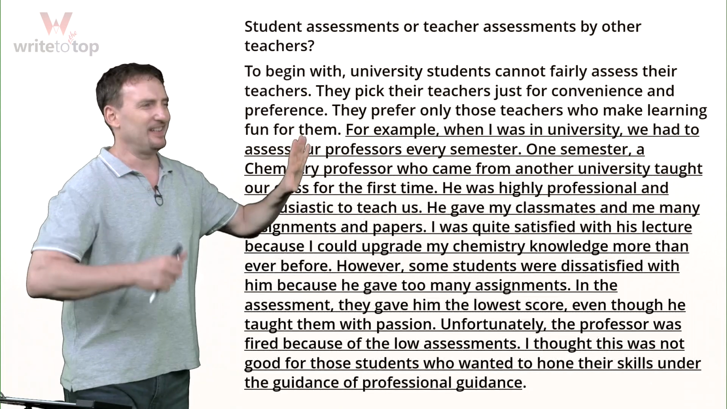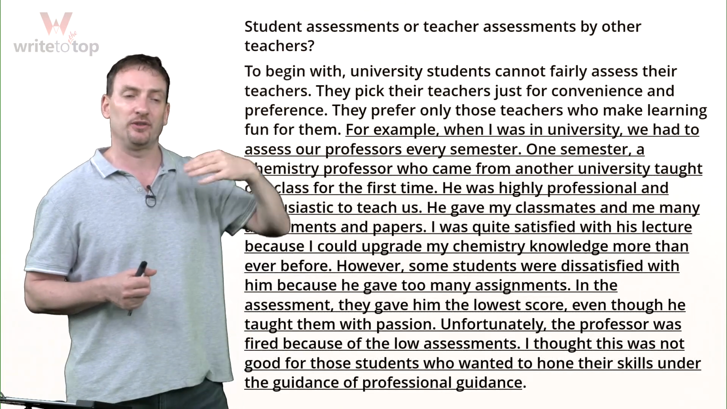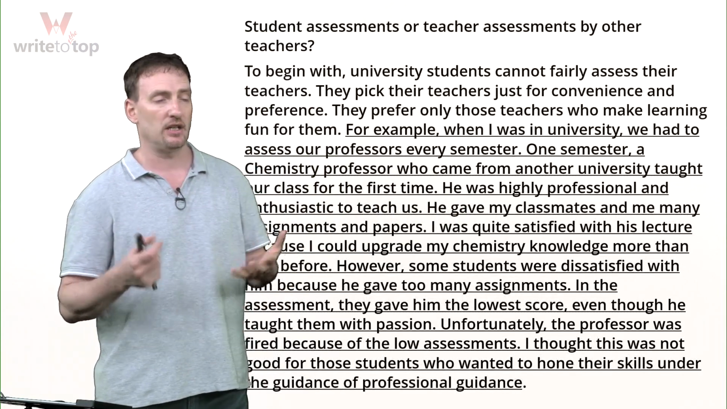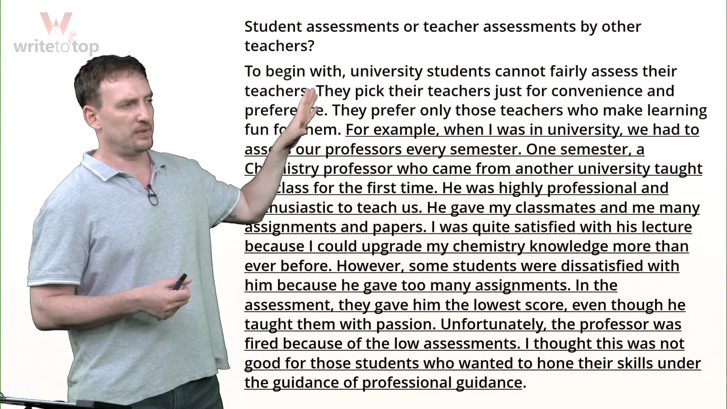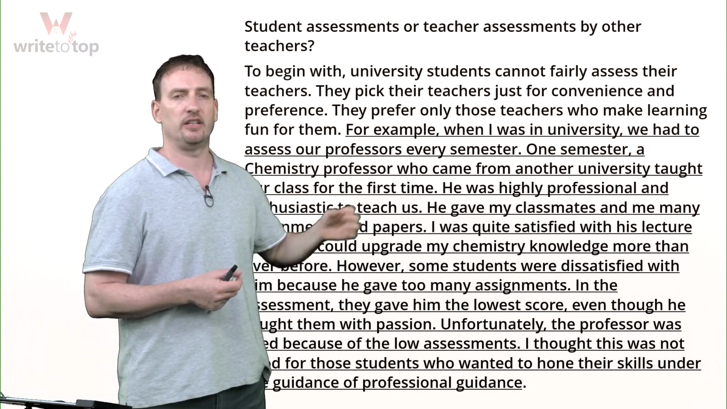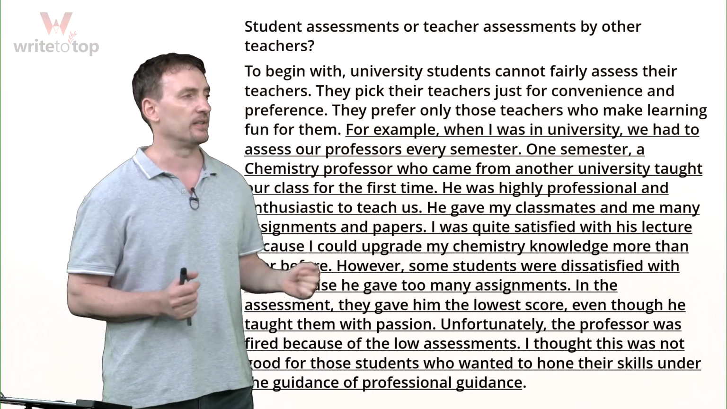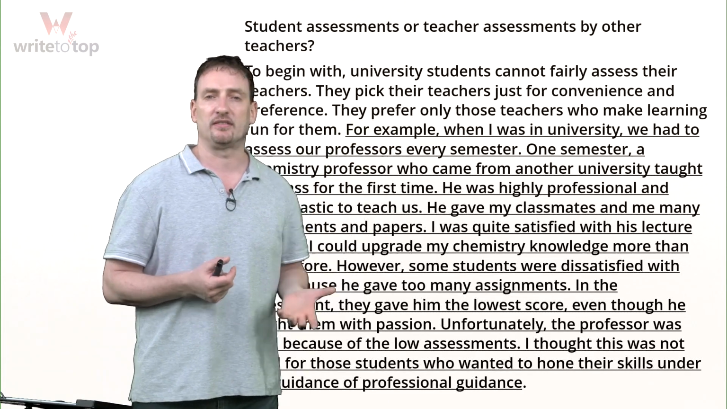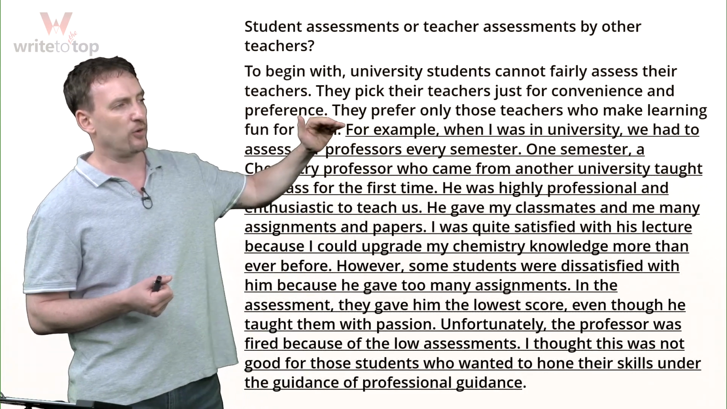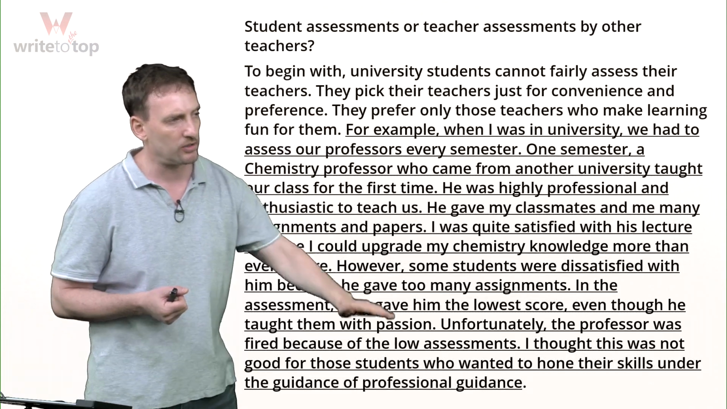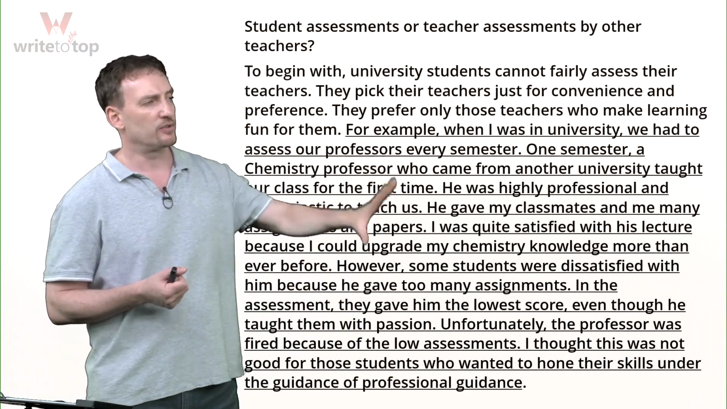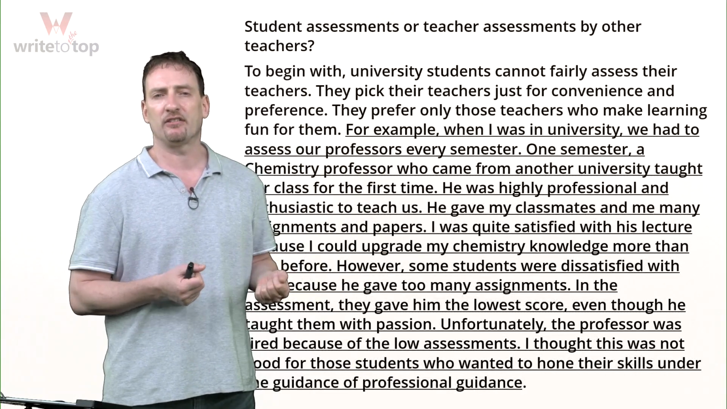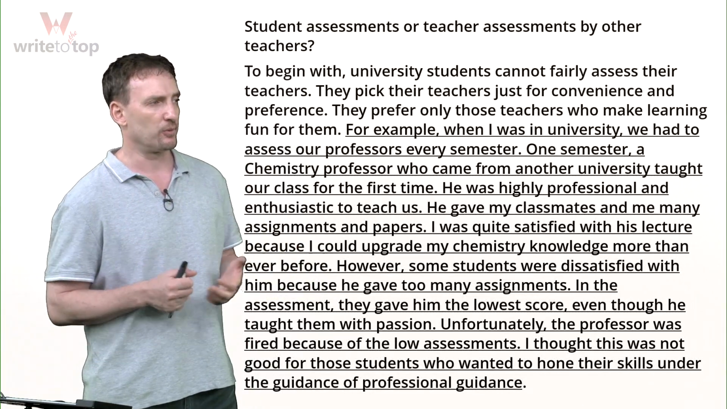I'm not going to read all this, don't worry. So this is an essay about whether students should assess teachers or evaluate teachers, or whether teachers should evaluate each other. So this person, to begin with, says university students cannot fairly assess their teachers. Good topic sentence. Students can't do it. They pick their teachers for convenience and preference, and they prefer the teachers who make learning fun. Then, for example, and this example goes all the way down to the end of the paragraph. So most of the paragraph is an example. It's a story about what happened to this writer in university or in high school or whatever.